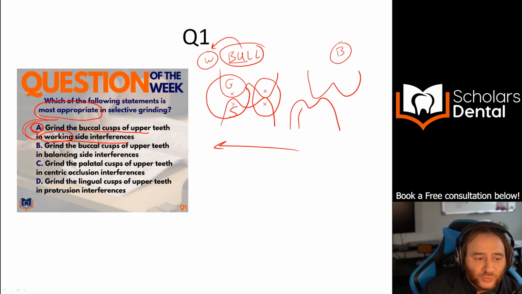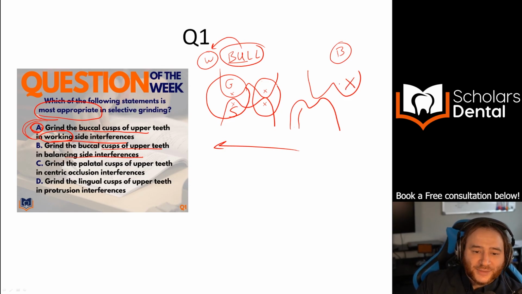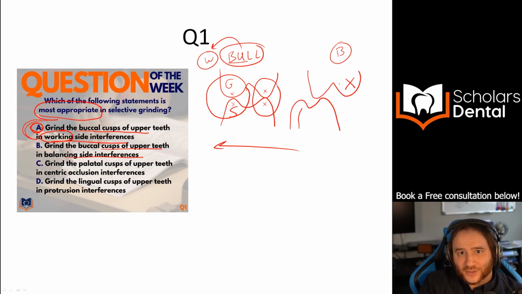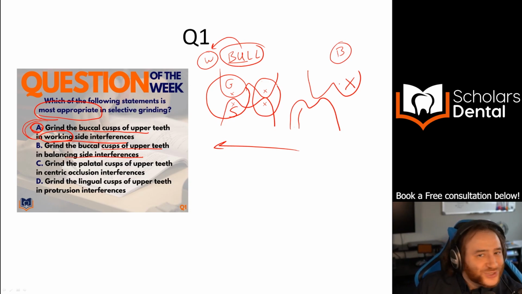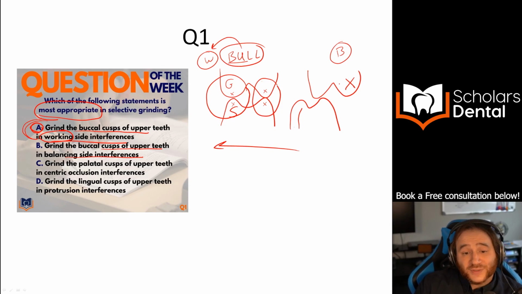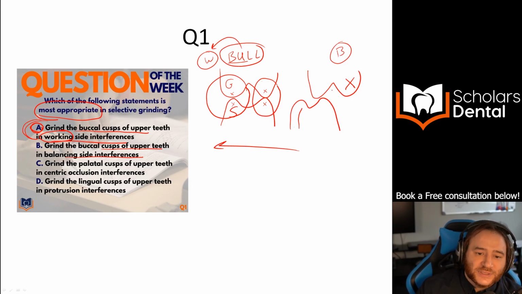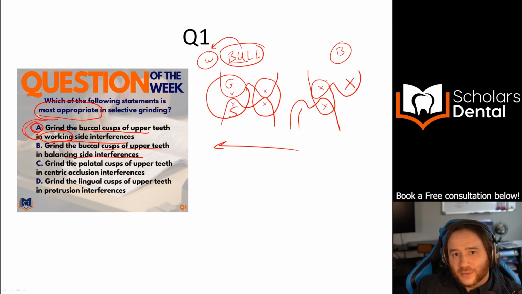So look at the other options. Grind the buccal cusp of upper teeth in balancing side interference. On the balancing side, the buccal upper tooth cusp, this one, there's no interference on that because the mandible on the balancing side is going the other way, away from the buccal. So there's no interference on that, so it's not appropriate. Obviously, if there were interference, then we would grind that one. But on the balancing side, the interference happens between these two, which are both supporting cusps, the upper palatal and the lower buccal. The interference doesn't happen with the upper buccal. That's why it's not the most appropriate answer.